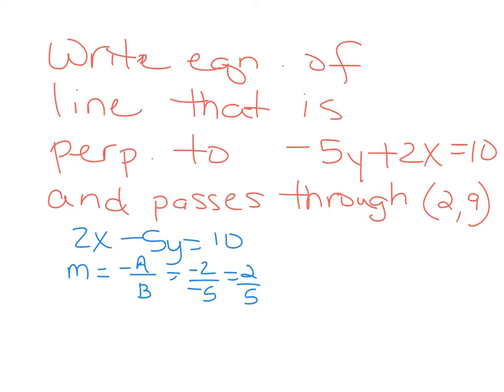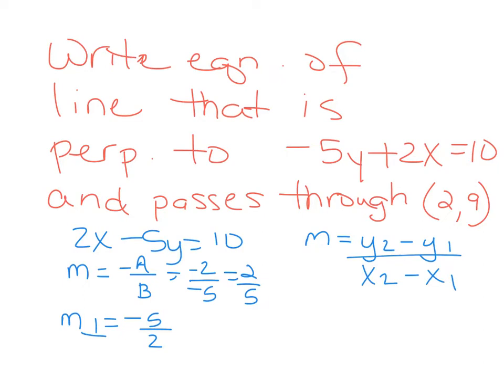Now, if I wanted parallel, the new line would have a slope of 2/5. But I don't. I want perpendicular, so the opposite reciprocal is negative 5/2. The line passes through (2, 9), so this is where I use my handy-dandy slope formula and plug in my information. My perpendicular slope is negative 5/2, and I have y minus 9 over x minus 2.